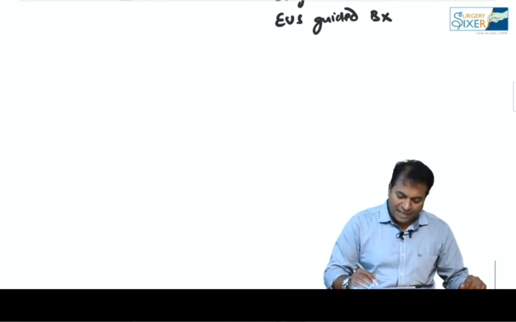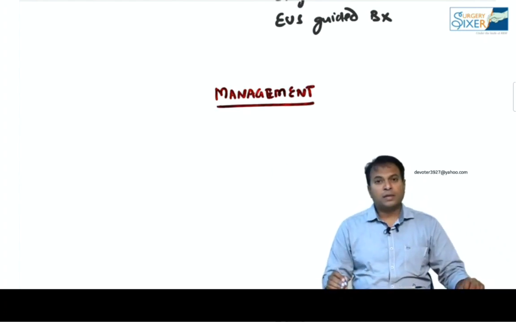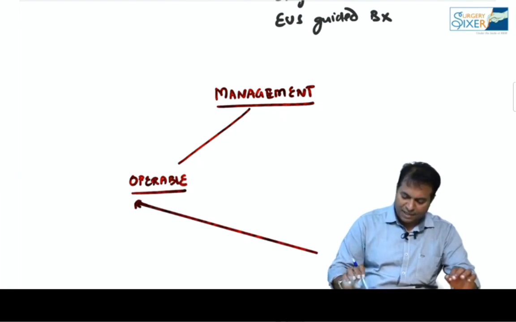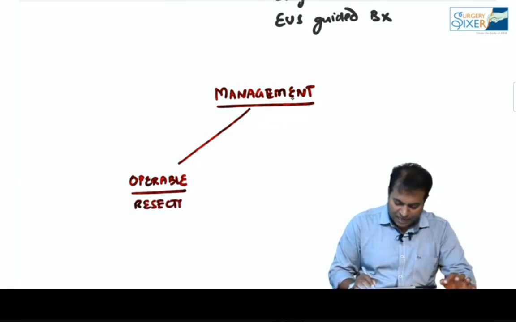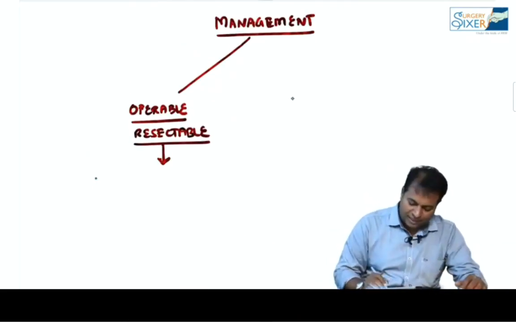And coming now to the management of pancreatic cancers. Please don't forget the management of pancreatic cancers. For an operable and resectable cancer, the treatment is straightforward. What surgery? The treatment of choice for a cancer of the head of pancreas and periampullary cancer is pylorus preserving pancreaticoduodenectomy, or second option, Whipple's operation.